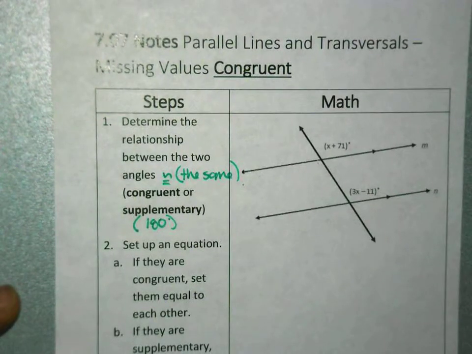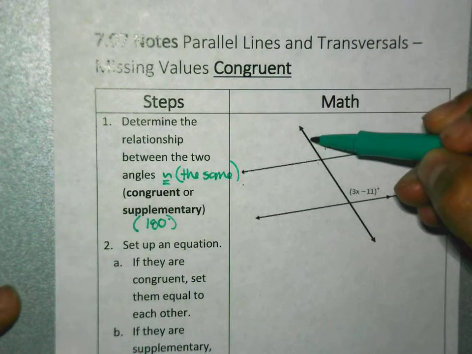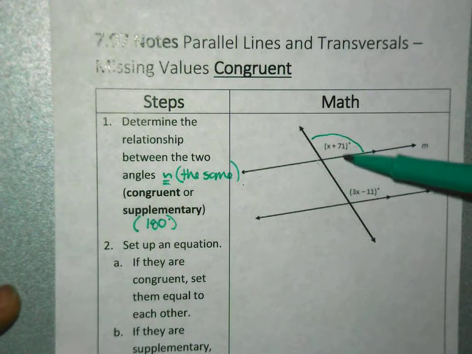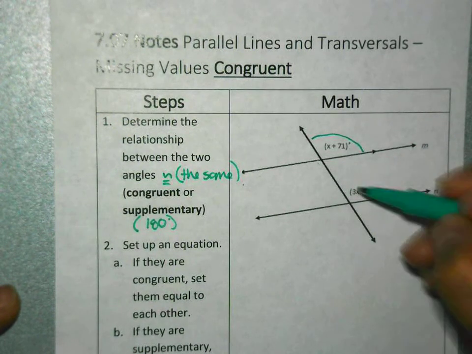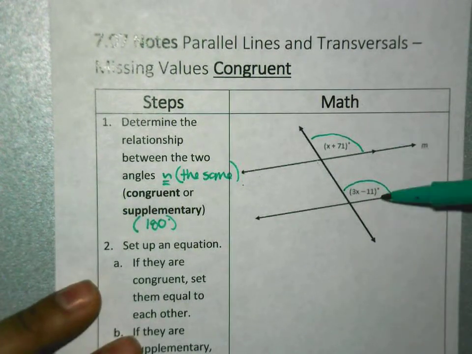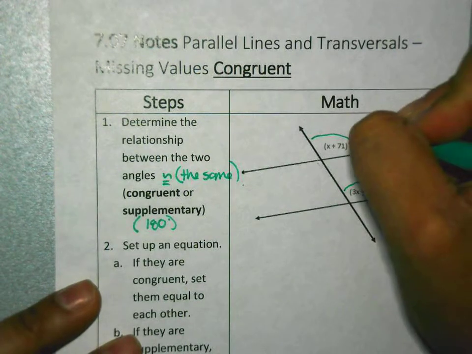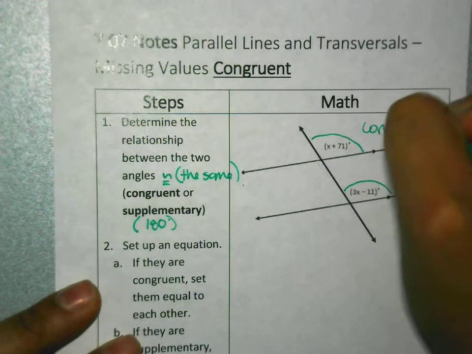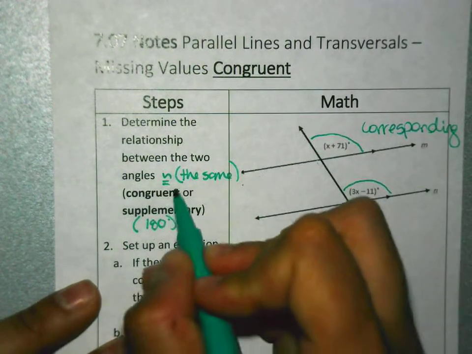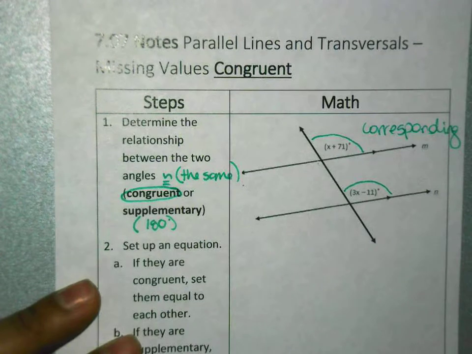or supplementary, which means they add up to 180 degrees. So when I look over at my diagram, I see that my first angle is located in the upper right-hand corner of these four boxes. And the second angle is located in the same location, but on the parallel line below. That means that these angles are corresponding. And if they are corresponding, that means that the angles are congruent or equal.